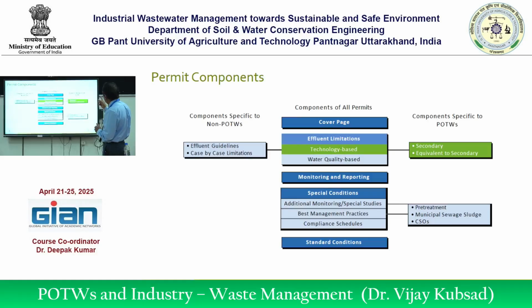Components specific to the POTW, secondary or equivalent to secondary pre-treatment, municipal sewage sludge, CSO, and all these things you will study in the biological treatment. Sludge is also an important factor to be taken care of. A wastewater treatment plant always produces sludge, so you must know what it consists of, where you want to dispose of it, and what the contaminants in it are. So municipal sewage sludge management is also a very important component in the system, right?